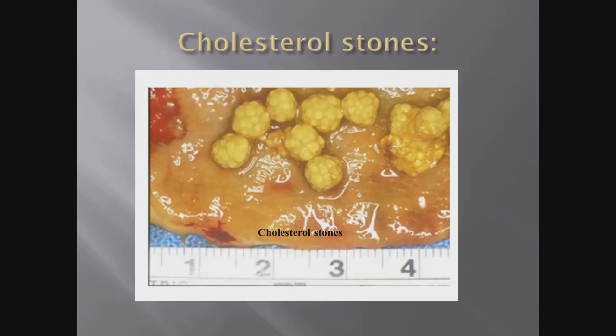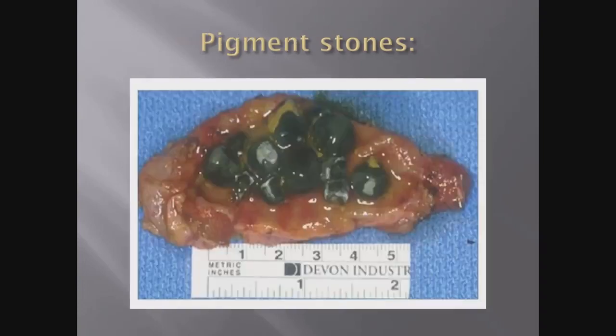Here is the picture of cholesterol stones. You can see yellow colored stones which are round in shape, and in this picture you can see pigmented stones which are jet black in color.